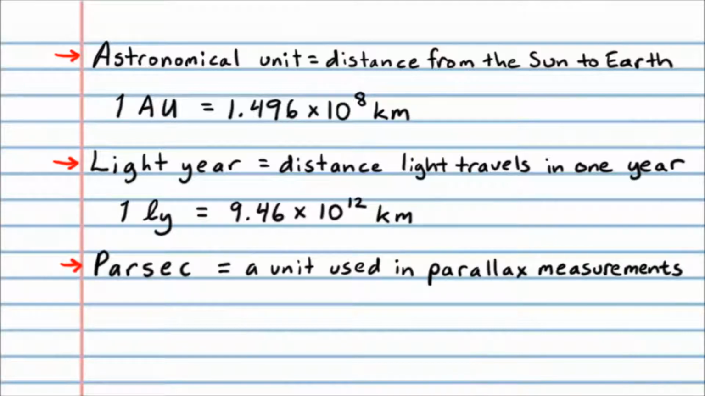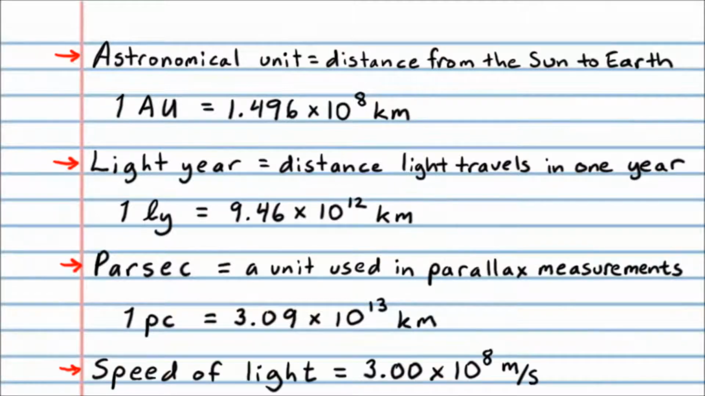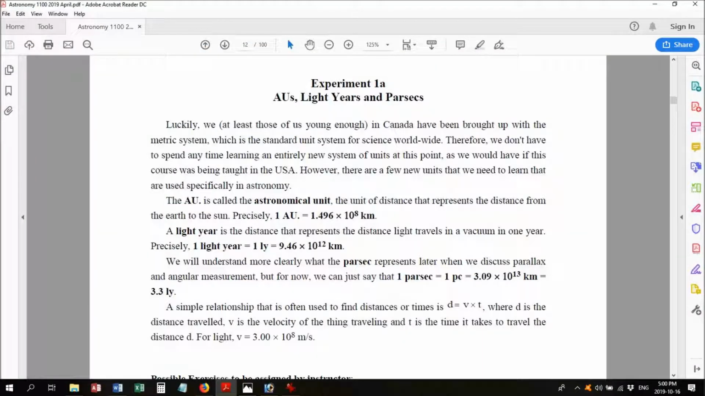The next unit is the parsec. This is a unit that astronomers actually made up for doing parallax measurements so that they wouldn't have to do a conversion of units. The symbol for a parsec is PC, and 1 parsec is defined as being 3.09 times 10 to the 13 kilometers, so it's roughly 3 times larger than a light year, and thus it's also a good unit for measuring the distances to stars. And the next quantity that I'll introduce is the speed of light, 3.00 times 10 to the 8 meters per second.